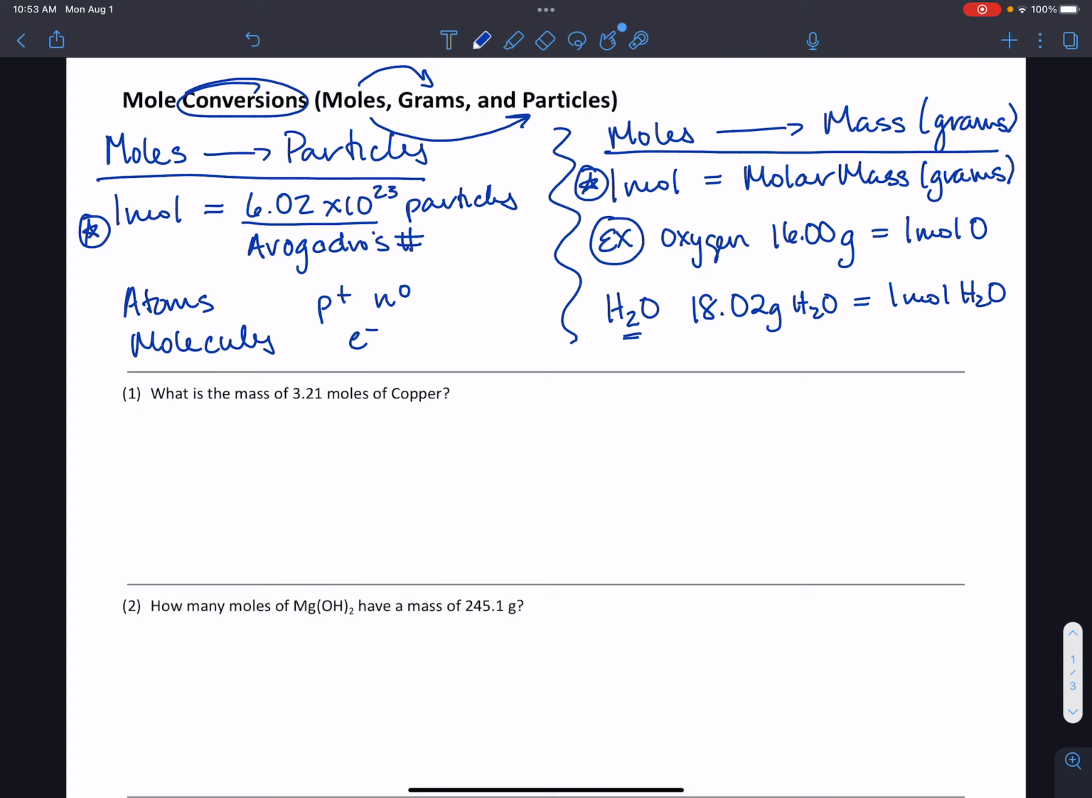The first set of problems that we're going to be looking at are going to be converting between grams and moles, or mass and moles. So for problem number 1, it asks, what is the mass of 3.21 moles of copper?